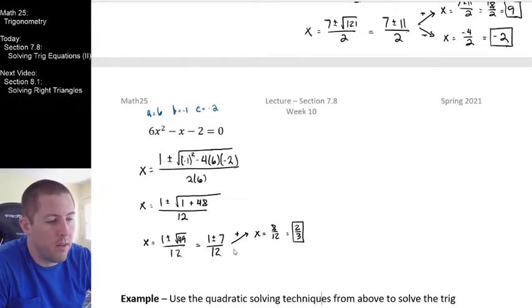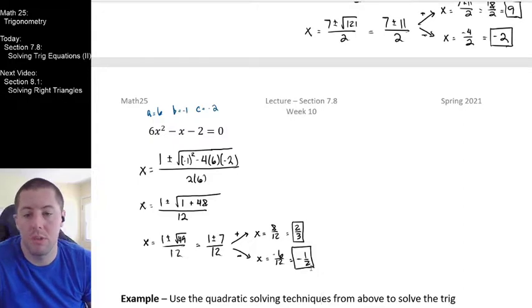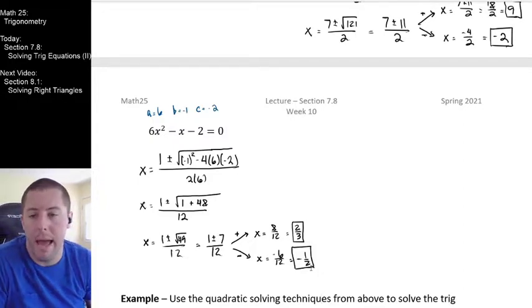The other route that we should take is the minus route. If I use the minus right here, 1 minus 7, that's going to give me negative 6 over 12. And that's going to give me negative 1/2 as my other solution. So using the quadratic formula, I was able to come up with two fractional solutions, 2/3 and negative 1/2.